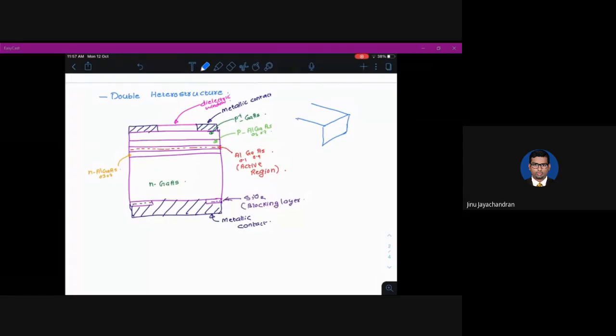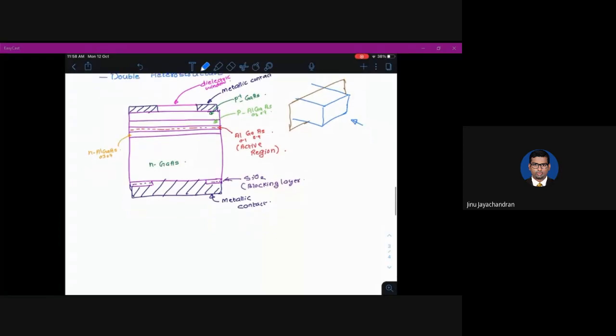Okay, and if you try to cut it something around here, like this. Okay, if you cut it like this, so that is what you are seeing here. So this is your semiconductor. If you cut it here, whatever you get after cutting it from here, if you look from here, that is what you are seeing in this diagram. Okay.